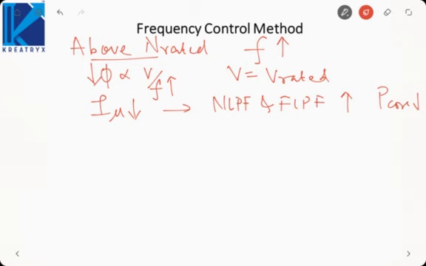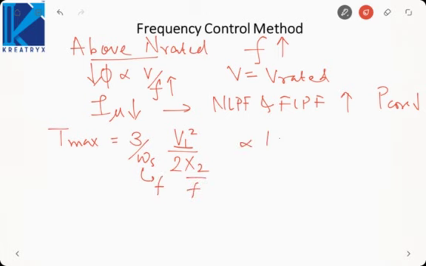Now let us see the proportionality of T max and T starting again to see the effect on the characteristics. First of all, T max, it was 3 by omega S V1 square by 2x2. Now voltage is constant. One frequency term here, one frequency term here. So it is proportional to 1 by F square. So as frequency increases, T max reduces.